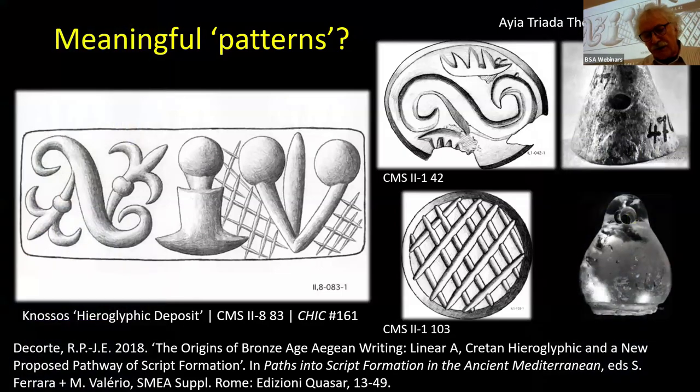The other important feature of this earliest writing in the Aegean, and here I'm referring to work by people like Margaret Jasink, Silvia Ferrara, Maria Anastasiadou, and Roland de Court.